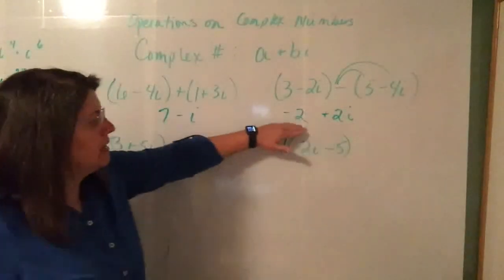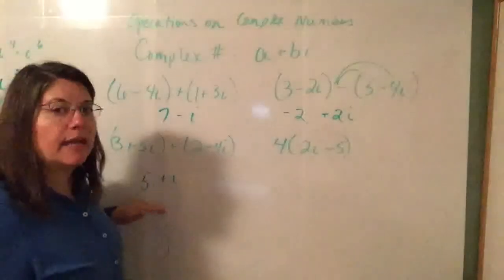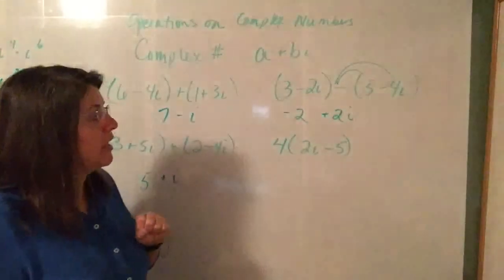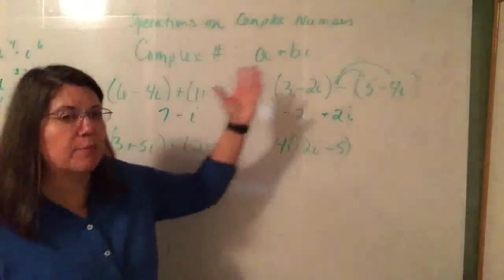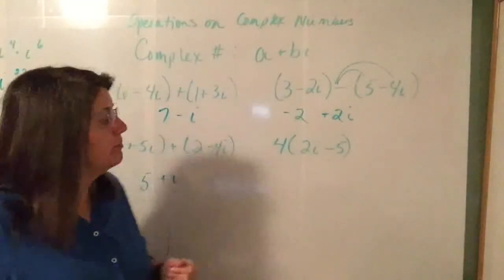These are not alike. Same thing here. None of these were alike, so we can't go any further. That's as far as we can go. So when we add or subtract two complex numbers, we end up with a complex number.